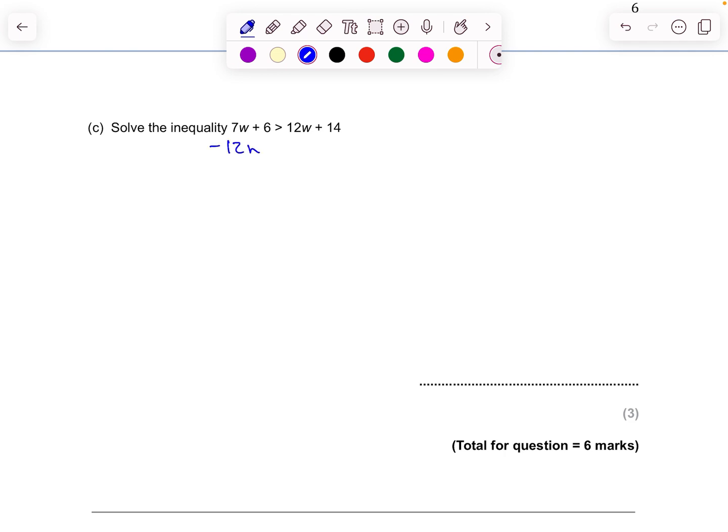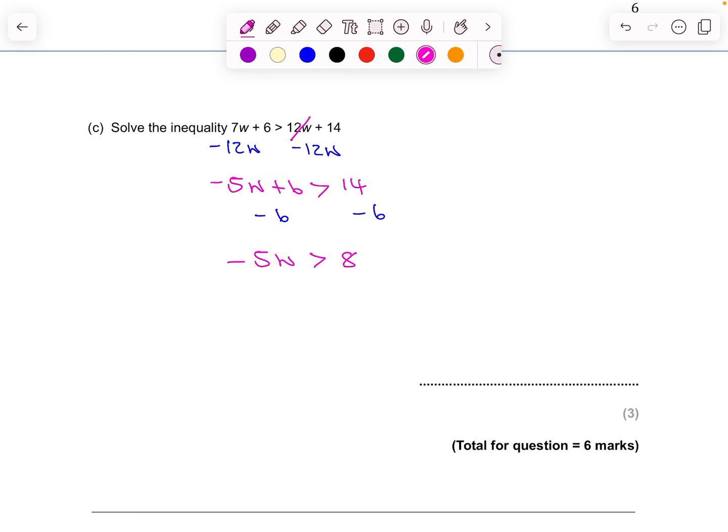I'm going to take away 12w from both sides. And so I end up with minus 5w plus 6 is greater than 14. Okay, because I've got rid of that there. Then I'm going to take away 6 from both sides. And I end up with minus 5w is greater than 8.